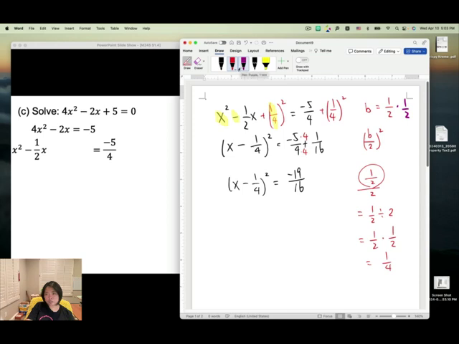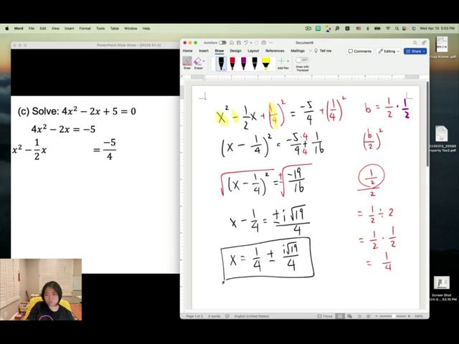Okay, right? Take the square root of both sides. So x minus 1 over 4 equals, we do have a negative number here. So that will become the i. We have plus minus i, and then square root of 19 over square root of 16, which is going to be equal to 4. And then we're going to add 1 over 4 to both sides. So 1 over 4 plus minus i, radical 19 over 4. That will be your final answer.